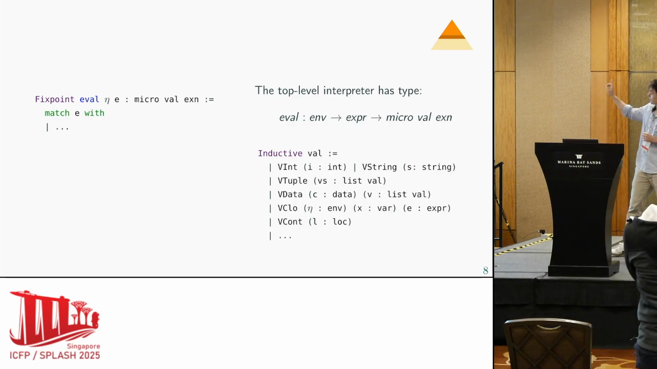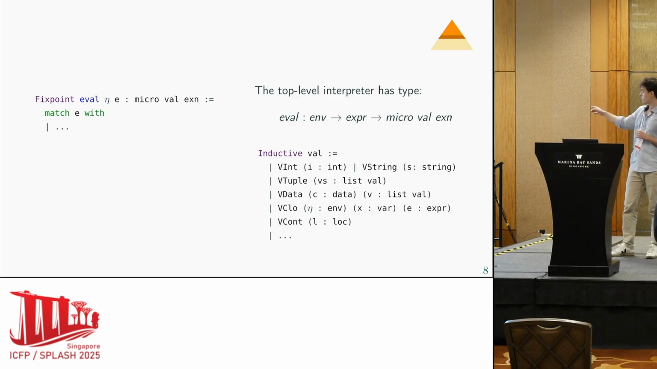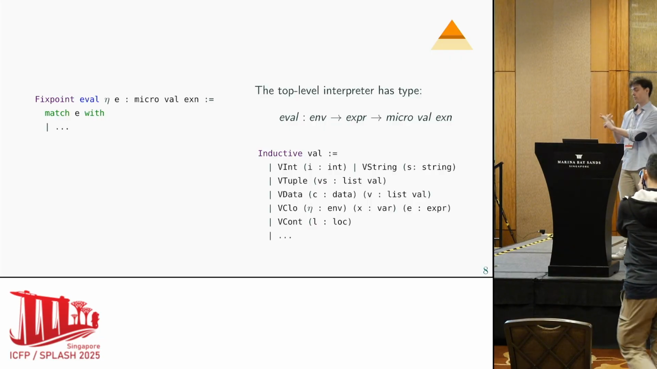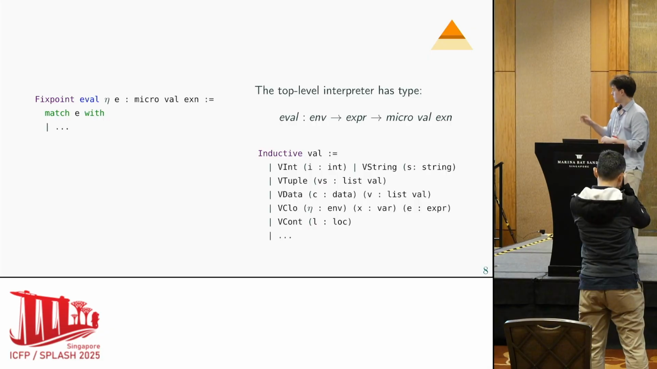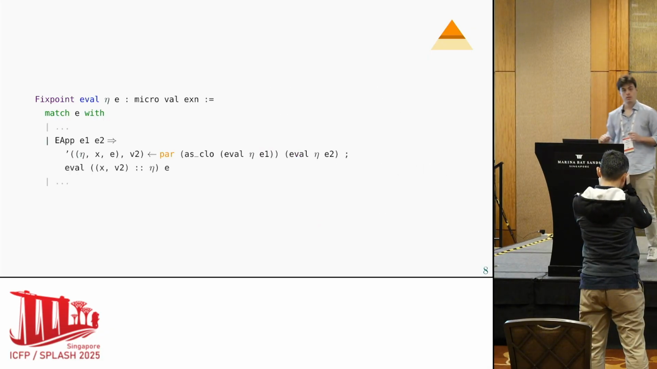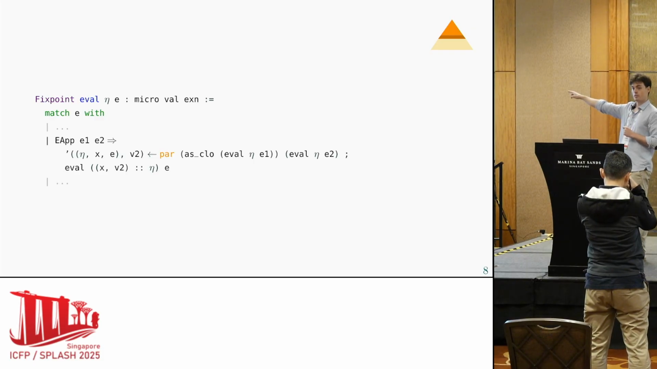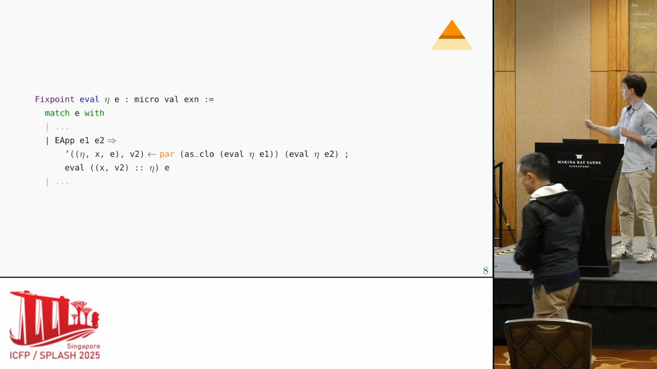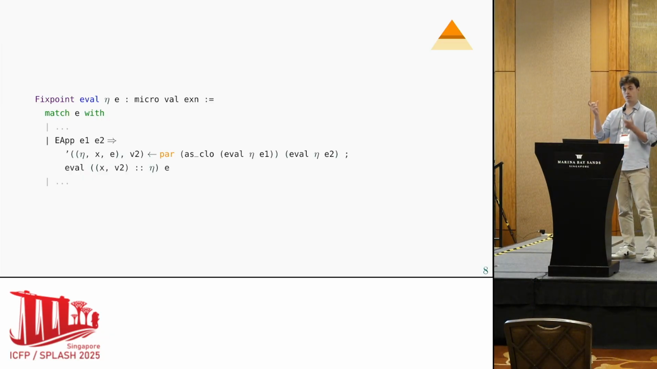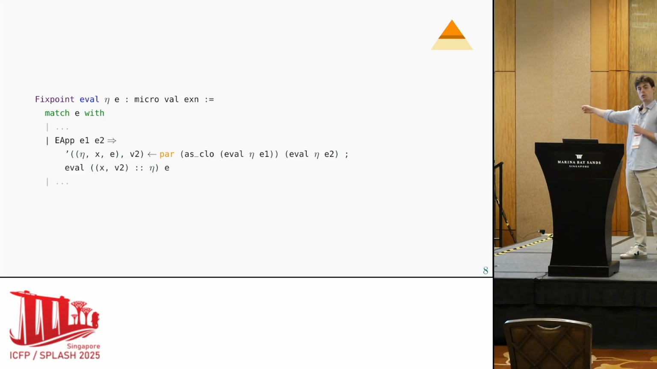If you look, for example, at the closure here, the closure is just a triple with the environment that it captures, the name of its parameter, and the function body. In fact, here's internally the definition for function application. Immediately, you'll notice we have this par highlighted here. This is our first monadic combinator that we're seeing. It essentially means evaluate the two arguments at the same time in parallel.